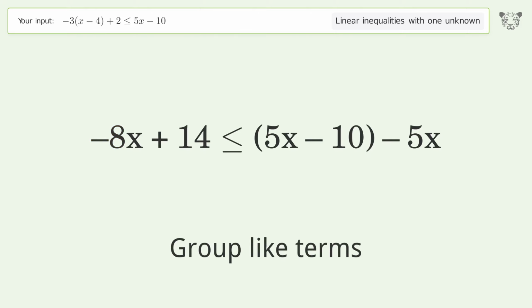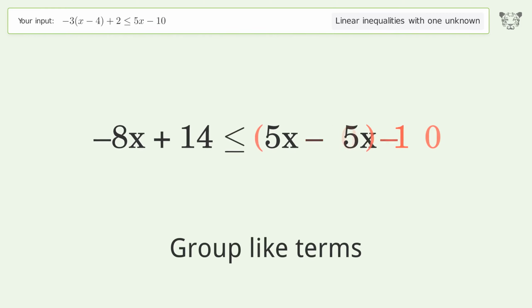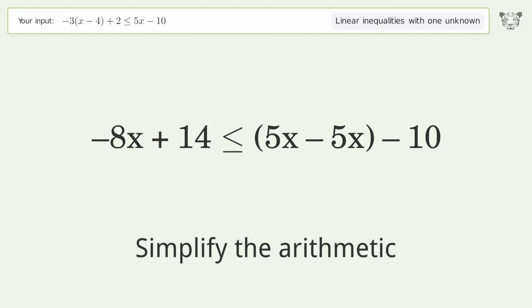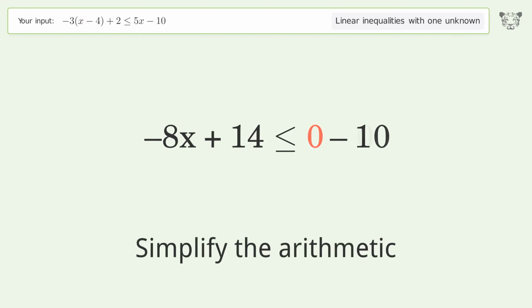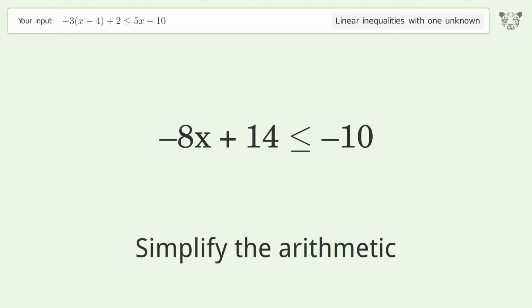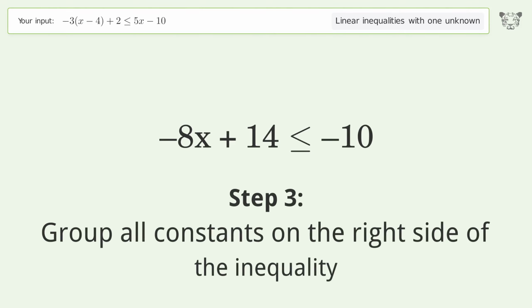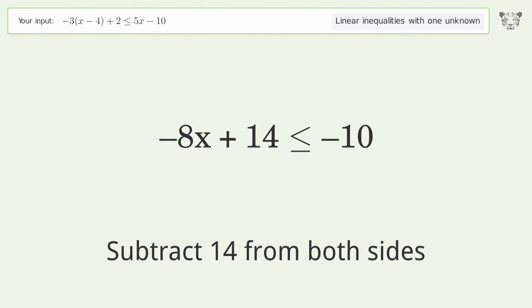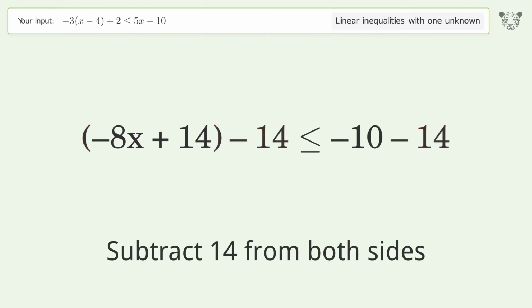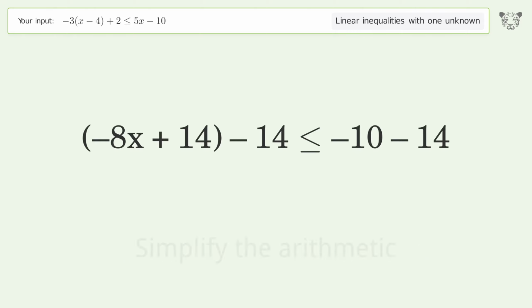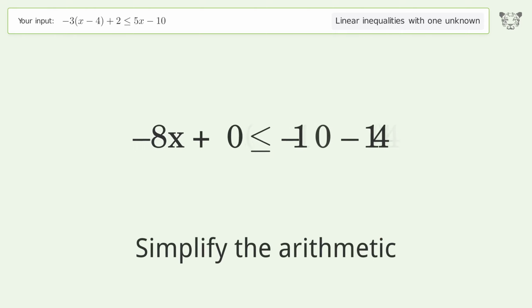Group like terms. Simplify the arithmetic. Group all constants on the right side of the inequality. Subtract 14 from both sides. Simplify the arithmetic.